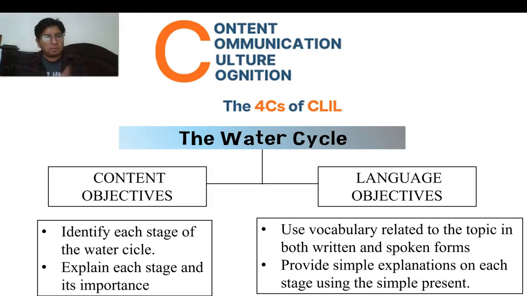Now, moving on to language objectives, the use of vocabulary. Students will use vocabulary related to the topic in both written and spoken forms. Students will provide explanations on each stage, using the simple present tense. Their explanation will not be as detailed as possible, but it will be a normal explanation, not an in-depth one, considering their current age and English level.